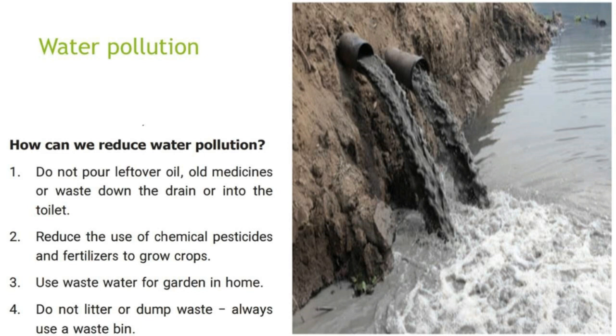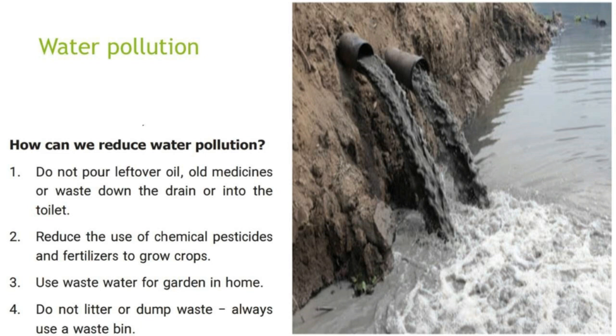The most significant sources of water pollutants are sewage, that is, water we use at home for bathing, cleaning, and cooking. Then, industrial effluents, liquid waste from factories. Next, agricultural pollutants, chemical pesticides and fertilizers that get washed from farms. Then, solid waste, when waste gets dumped into water bodies.